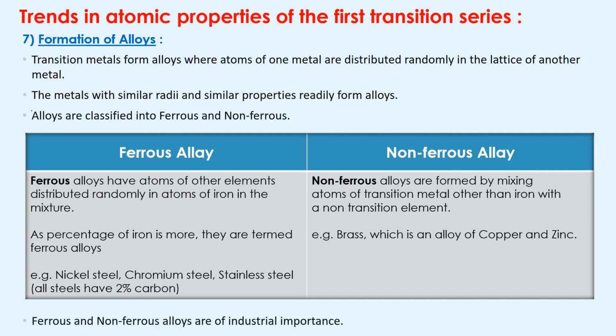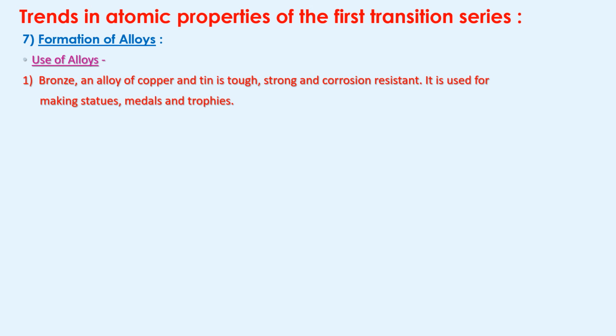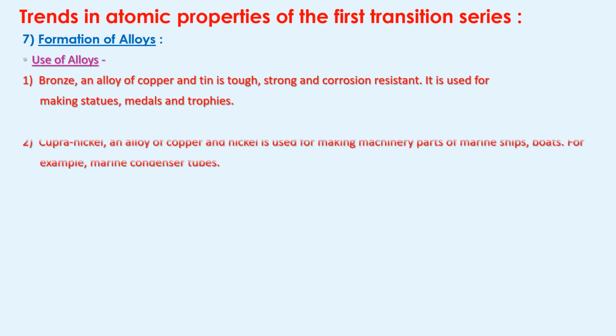Next, ferrous and non-ferrous alloys are of industrial importance. Next, uses of alloy. In uses of alloy, first is bronze, an alloy of copper and tin, which is tough, strong, corrosion resistant, and it is used for making statues, medals and trophies. So we now see the uses of alloy. So first is bronze, which is the alloy of copper and tin. That is tough, strong, corrosion resistant, and it is used for making statues, medals and trophies.